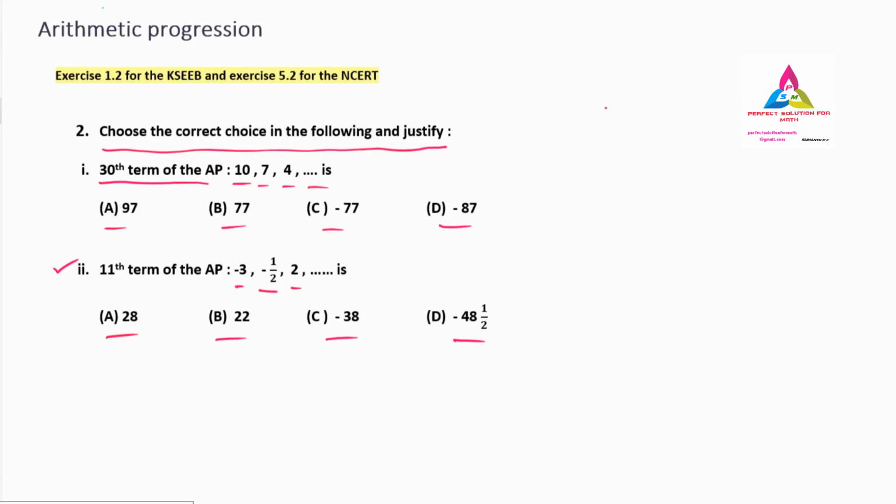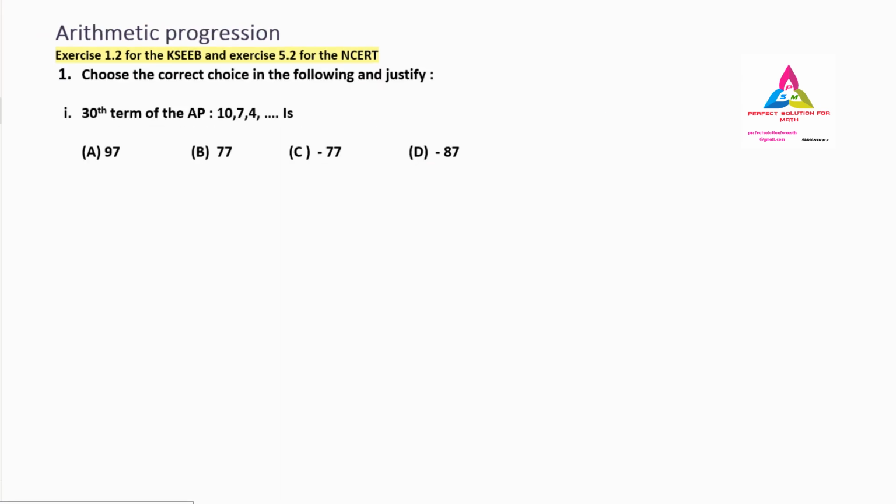Let us solve these problems together. So we will go one by one. The first question, that is the 30th term, you have to find in the given AP 10, 7 and 4. So here I have written the options, you can see: 97, 77, minus 77 and minus 87.